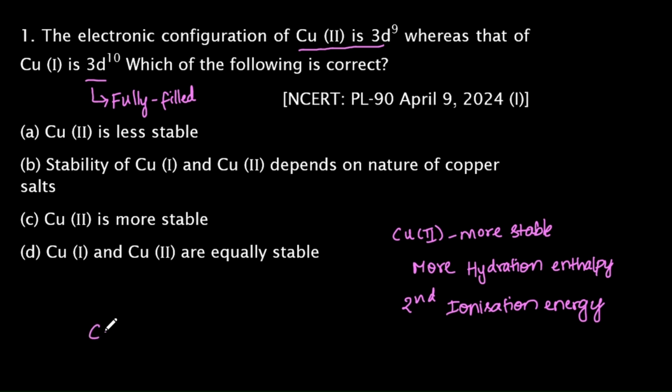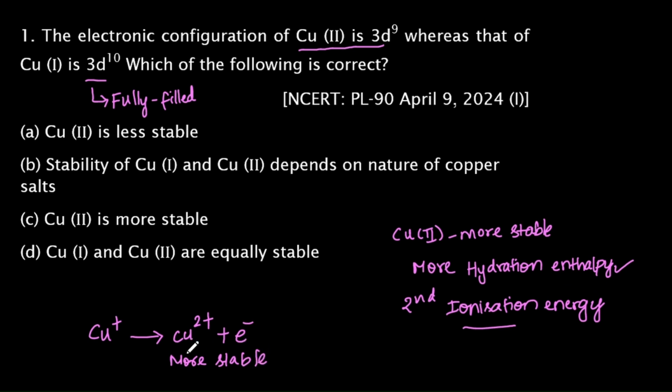So whenever Cu+ ion is present in the aqueous solution, it readily loses one electron and it becomes Cu2+ ion, because the energy required for the removal of the second electron, that is the second ionization energy, is compensated by the more negative hydration enthalpy. So Cu+ readily loses one electron and it forms the more stable Cu2+ ion.